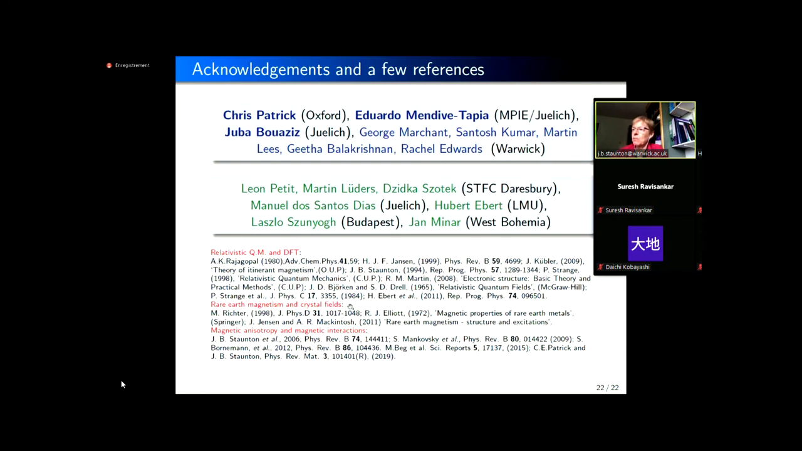For rare earth magnetism and crystal fields, there's lots in the literature, but I've just put down ones that I found particularly useful. And if you're interested in magnetic anisotropy and magnetic interactions, then certainly Sven Bornemann's thesis is good, and papers by Sergei and others. And more information about the finite temperature effects on magnetic properties can be found in Chris's and my paper. Okay, I think that brings me to the end.